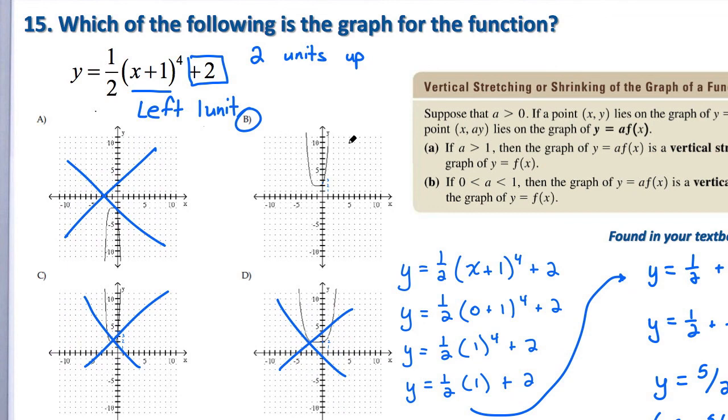And so there we have it. For number 15, we're going to say graph B. We used our vertical and horizontal translations to help us. We used the vertical stretching and shrinking based on the coefficient a to help us. And then finally, we had to solve for the y-intercept analytically by plugging in 0 for x and then solving. Ultimately, that was what really helped us to determine whether it was B, C, or D. And so graph B, number 15, is our answer. I will see you at question number 16.